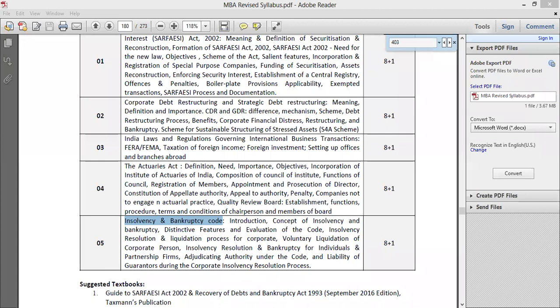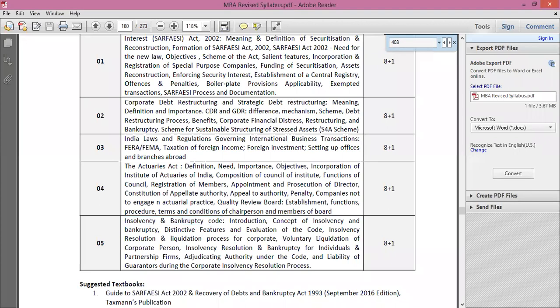So this is our fourth unit which we have completed. Just see your syllabus. This is what we have seen, right? What is the objective, what is the incorporation of the institute. We have seen today what is the composition, council of the institute. We have seen today what are the functions, registration of members, appointment of directors, constitution, everything we have seen in this PPT, right? What is the right of a member? What is the right of directors and the chairperson, members, right? Everything we have seen. So this is our fourth unit which we have completed today.